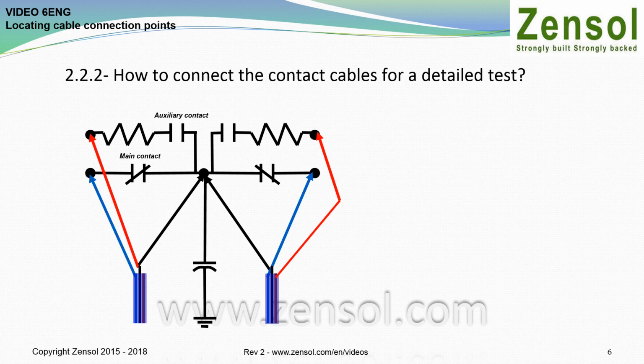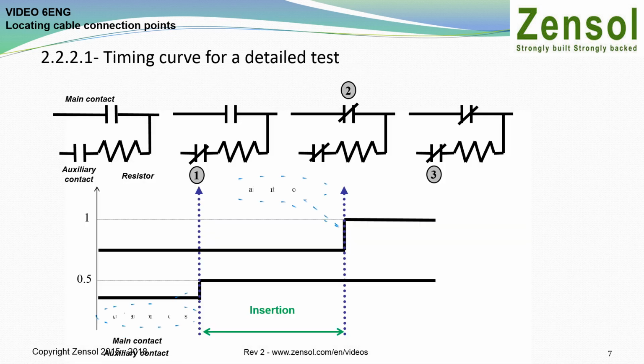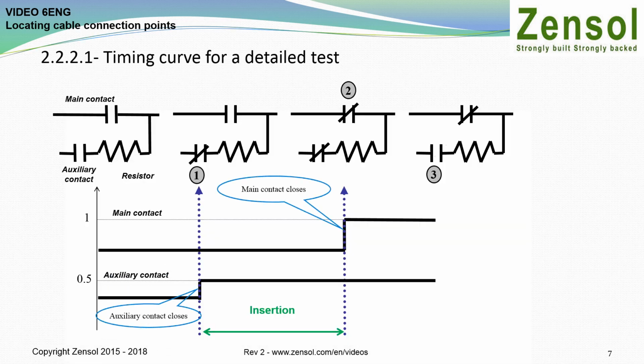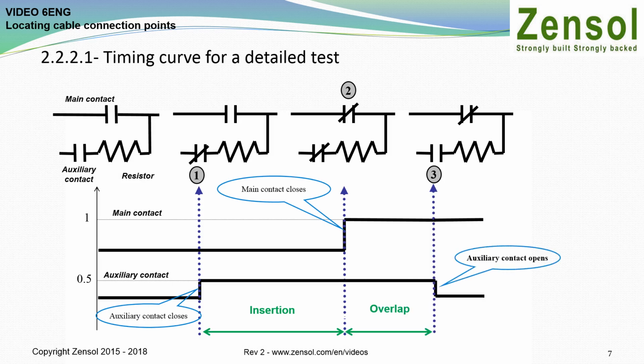Note that two cables are required to completely connect a T-pole. Also note that for certain circuit breakers it is extremely difficult to separate the pre-insertion contacts from the main contacts. Contrary to the standard test results, the detailed test produces separate timing curves for each main contact and each pre-insertion contact. Thanks to the separate recordings, the overlap time appears immediately.